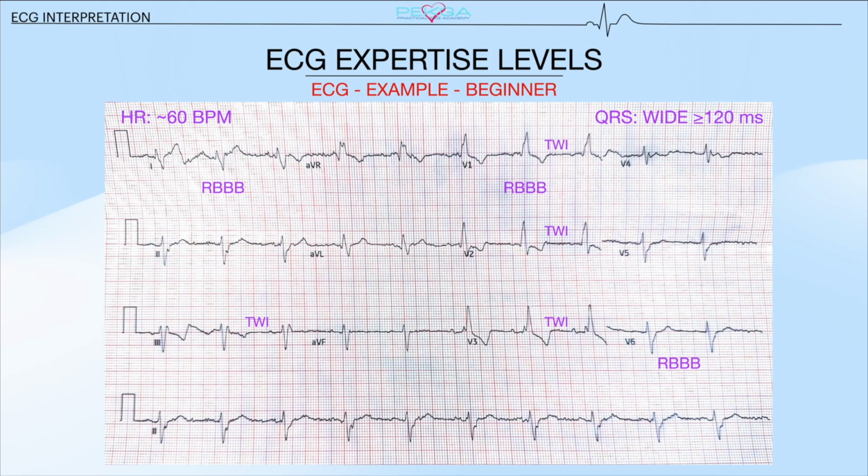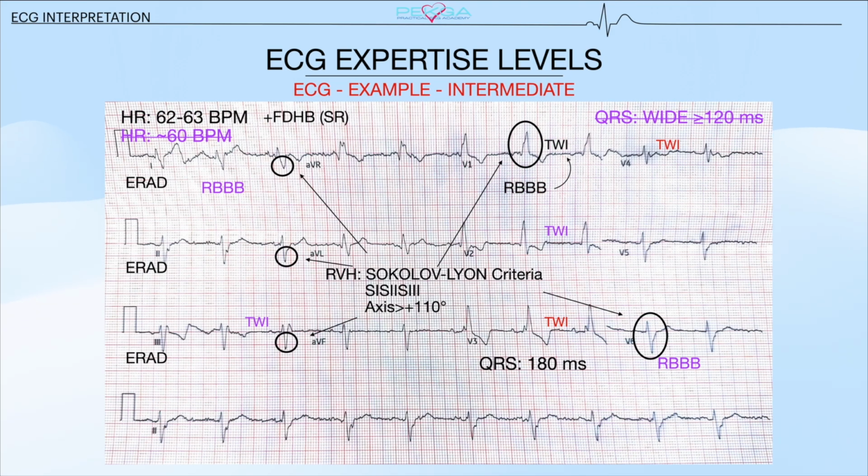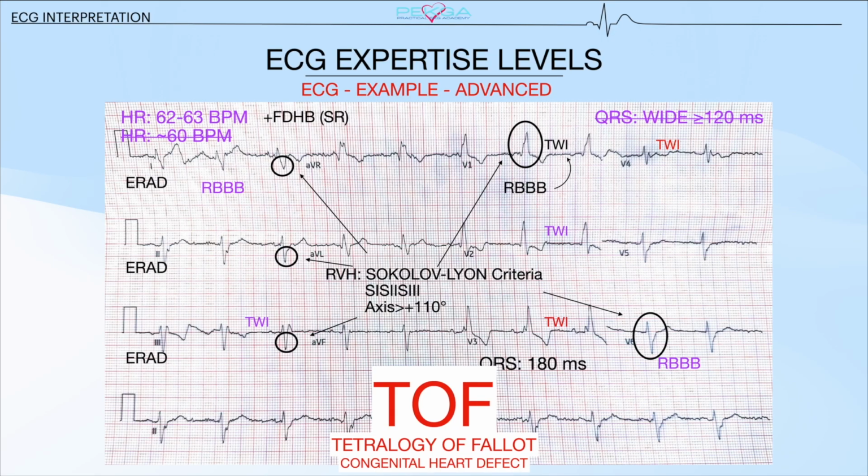Beginner is going to pick up on the rate, a couple of deformities, and probably be a little bit confused. And intermediate is going to be breaking this down quite a bit, and there's going to be a lot more information presented. Now take a look at the advanced level. What just happened? All of the information remained that an intermediate level person took a look at. However, the conclusion was that this is tetralogy of Fallot.